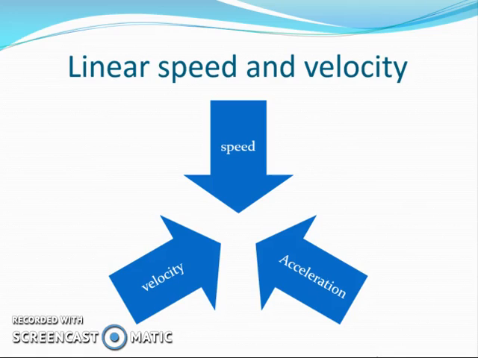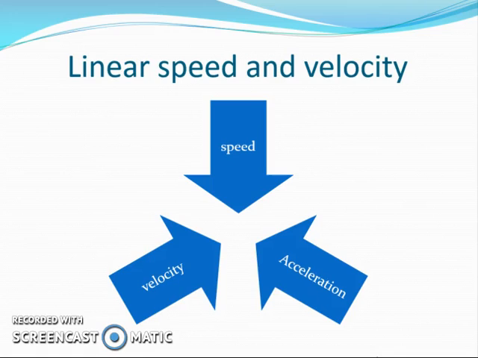Linear speed and velocity. The definition of speed is how fast a body moves. This is measured in meters per second. The equation for speed is distance divided by the time taken, which equals the speed. Velocity is how fast a body can travel in a direction. This is also measured in meters per second, but the equation is different. Velocity equals displacement divided by time.